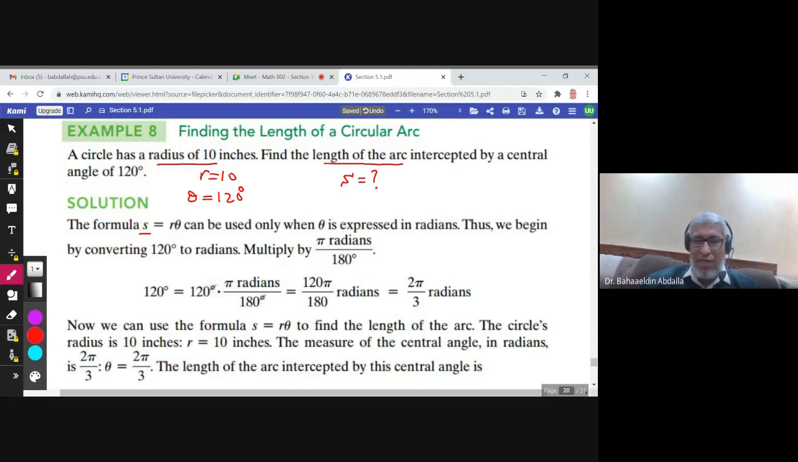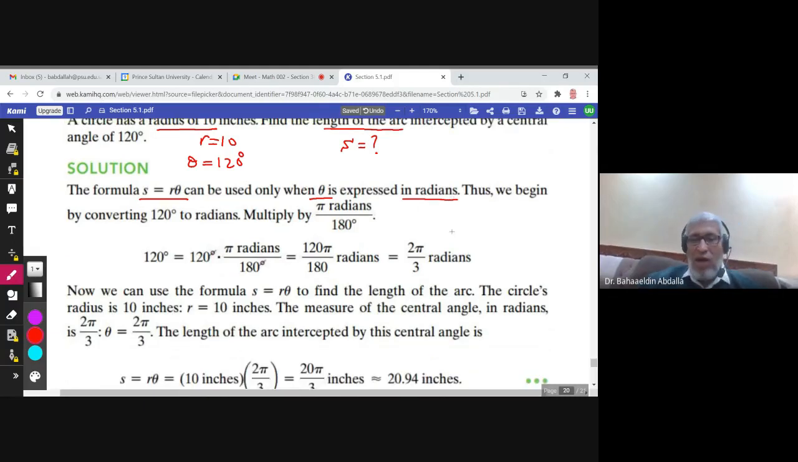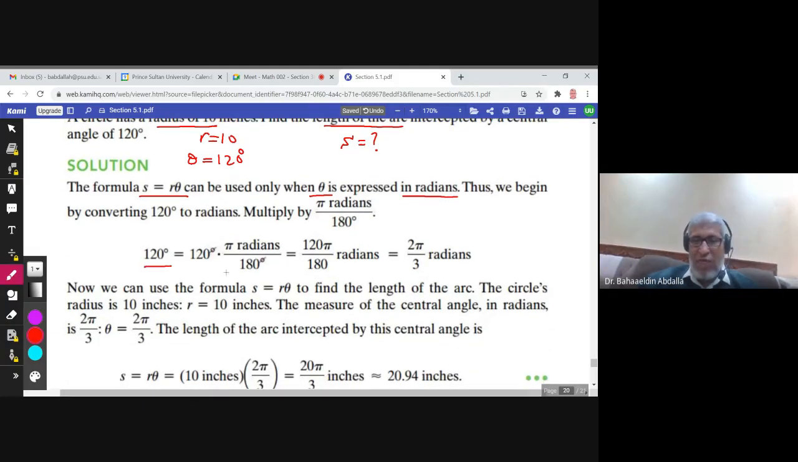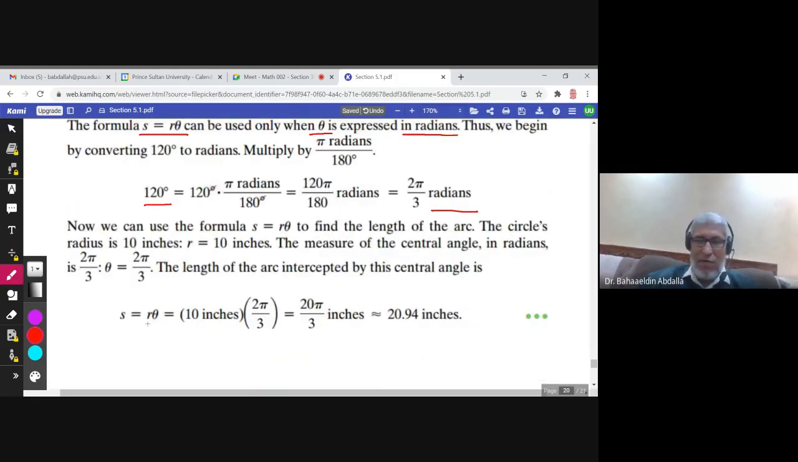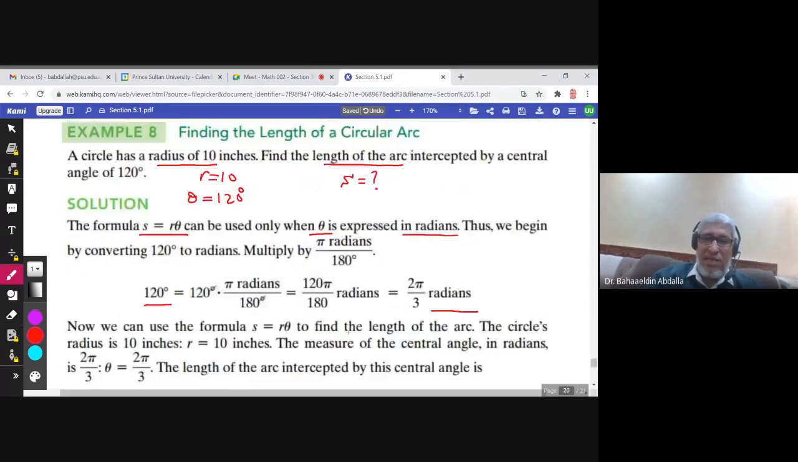So we know that S equals R times theta, but theta must be expressed in radians. So we have to convert 120 degrees to radians by multiplying by pi over 180. So it is 2 pi over 3. And now we can use the formula S equals R times theta. R is 10. Theta in radian is 2 pi over 3. The answer is 20 pi over 3 inches. That's the exact answer. If he finished, that's the answer of the question.